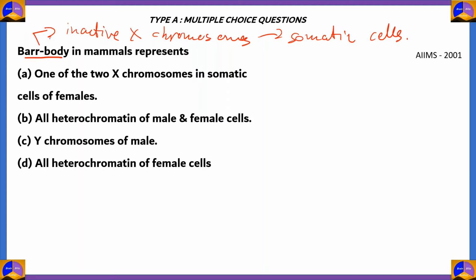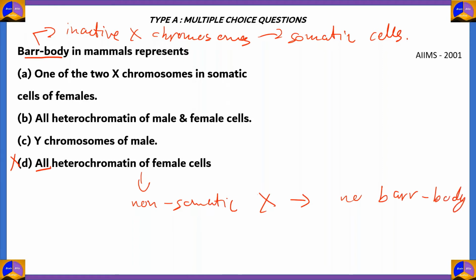Now, if we check the definition of bar body with each of our options, let's look at each of our options. So option D, all heterochromatin of female cells. This is incorrect because non-somatic X chromosomes have no bar body. They don't form bar bodies. So option D is incorrect.